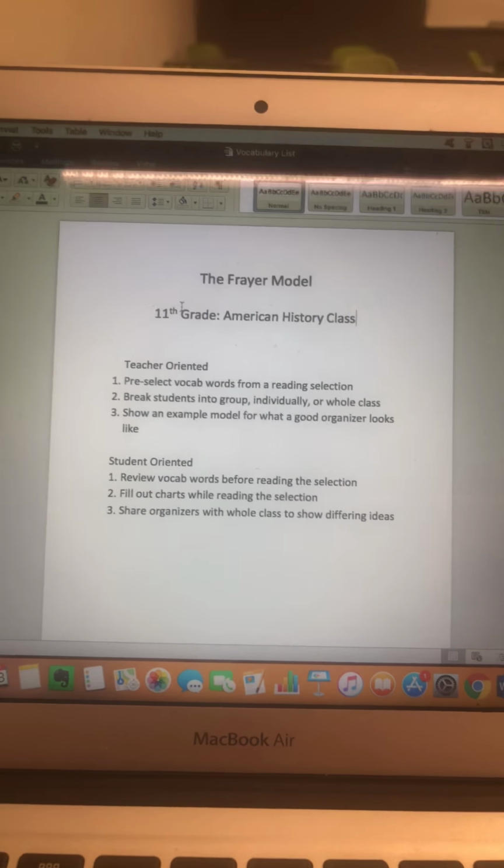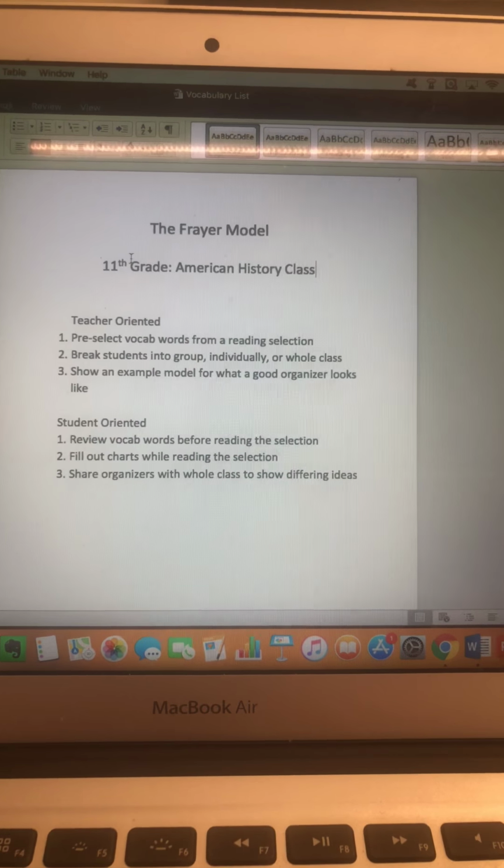And one con that I can think of about this is that it's very student-orientated with the responses that they're giving.